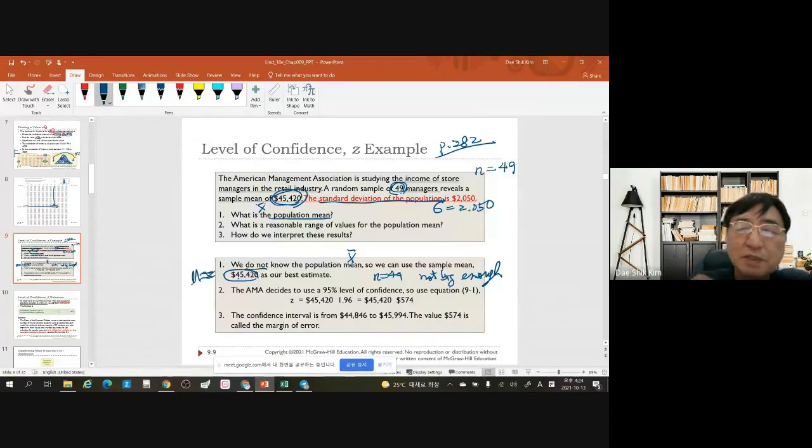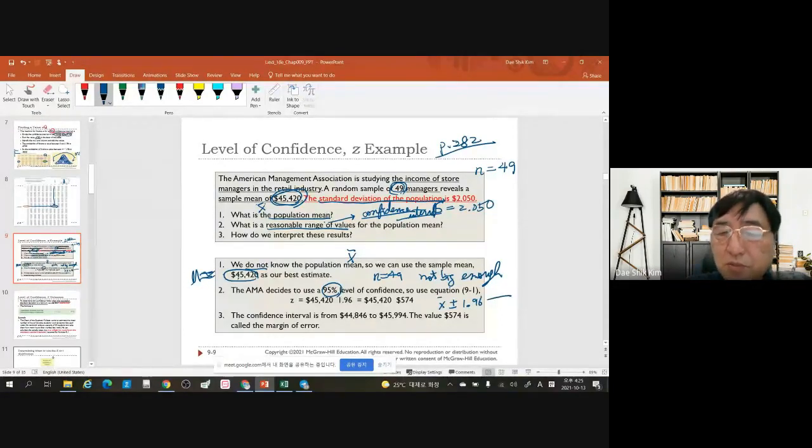Okay, that's the second question: what is a reasonable range of values? A range means a confidence interval. We'll try to find the confidence interval at 95%. So look at the equation: x bar plus minus the z value, where the z value is 1.96, times sigma, which we know is 2050, divided by the square root of 49.